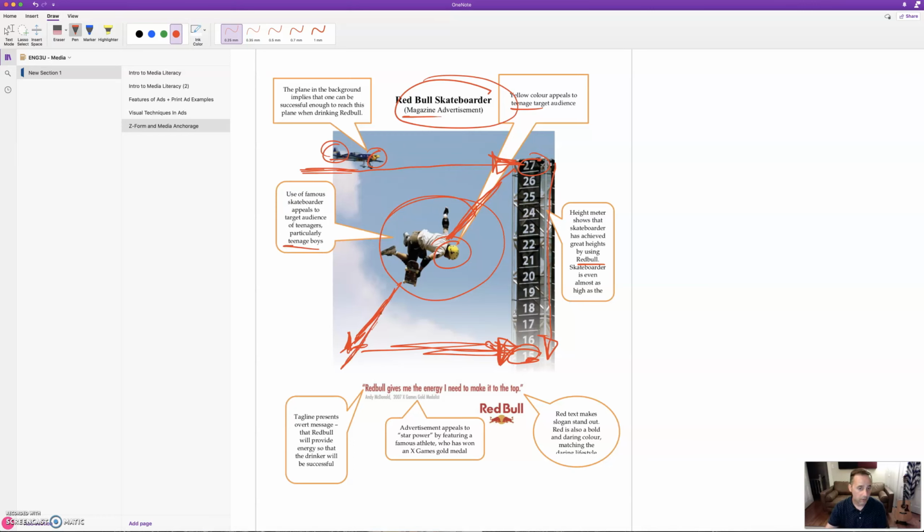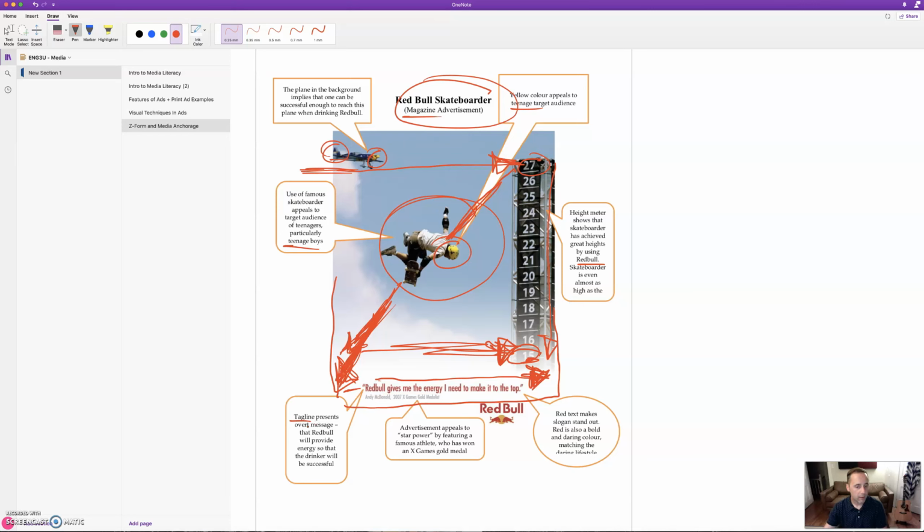Now, visually though, there's more in the ad than just the number thing. So we could stop there, but if we had the print ad, it's weird because we have this annotated ad. But imagine we had the full piece of paper in our hand. Our eye would actually go down here and read this text now. Red Bull gives me the energy I need to make it to the top. And we go straight across reading that. And so truly we have got the Z shape very clearly. Okay.